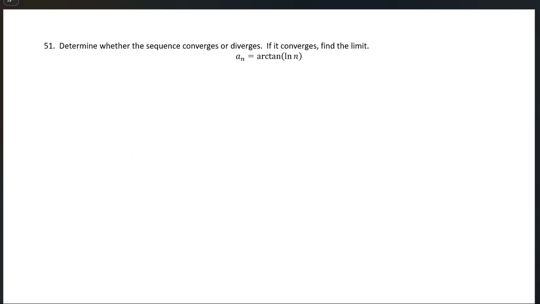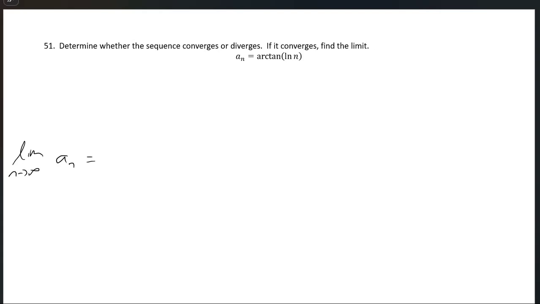All right. What about this one? Arctangent of ln of n. So limit as n approaches infinity of a sub n is equal to... well, what happens when natural log of n approaches infinity, as n approaches infinity?